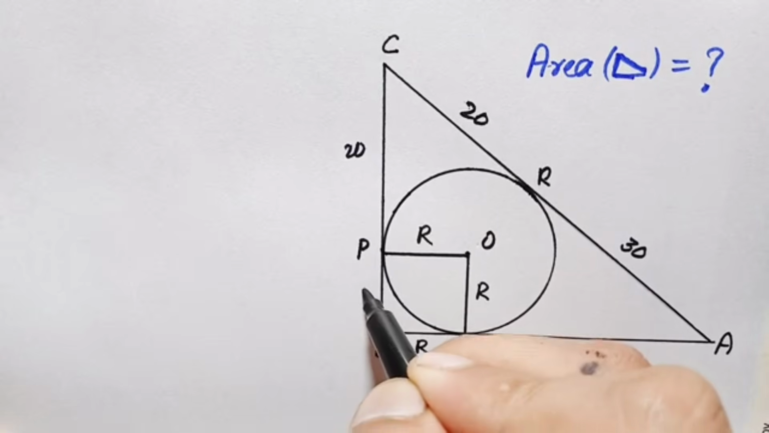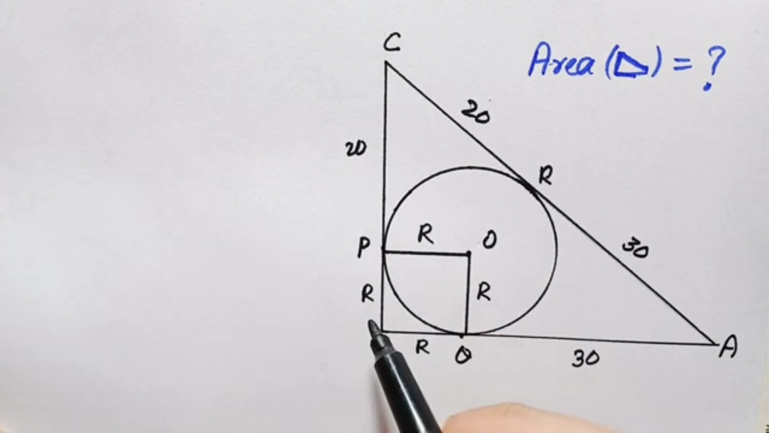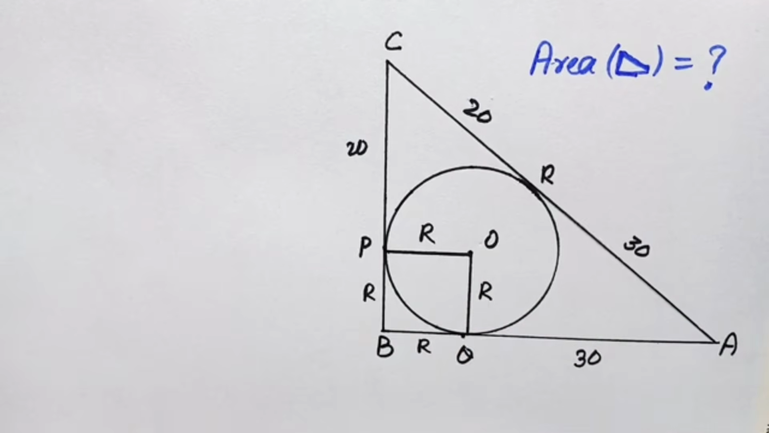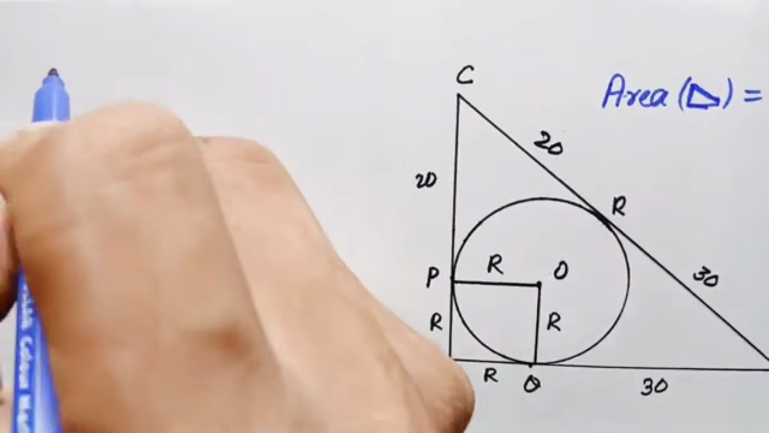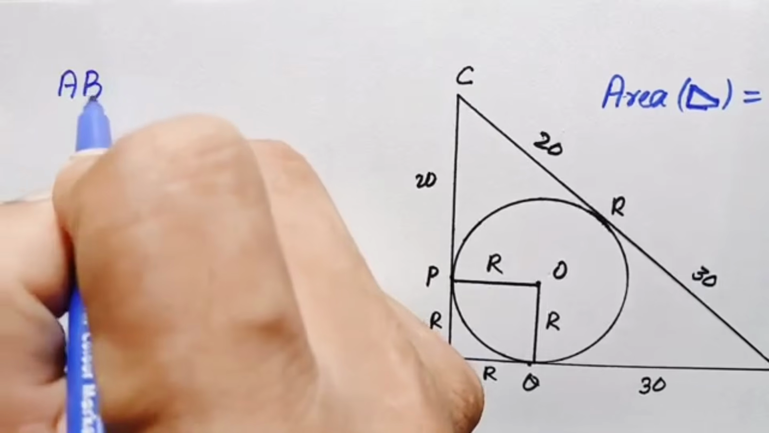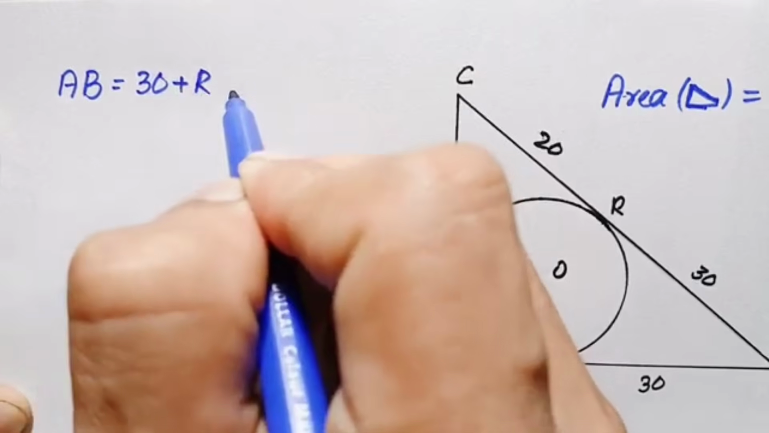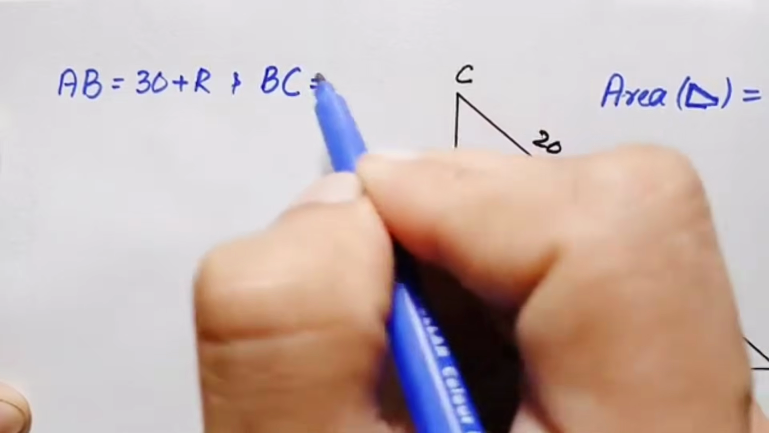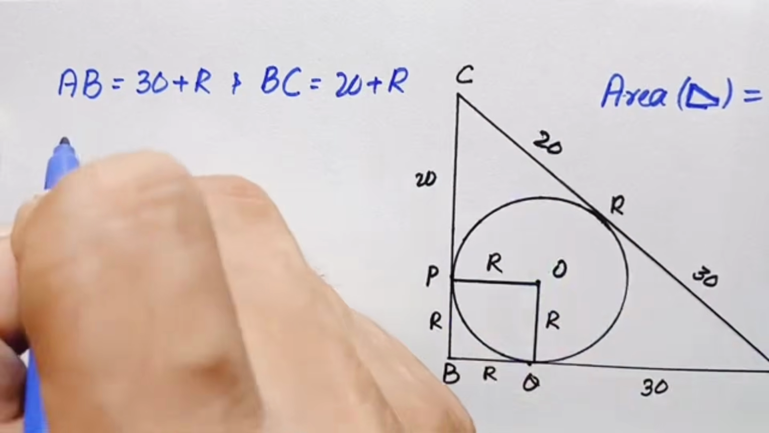Now the length of side AB will be 30 plus R, the length of BC will be 20 plus R, and the length of AC is 20 plus 30, which is 50. So we will write these values here. The length of AB is 30 plus R units, the length of BC is 20 plus R, and the length of AC is 30 plus 20, which is 50.